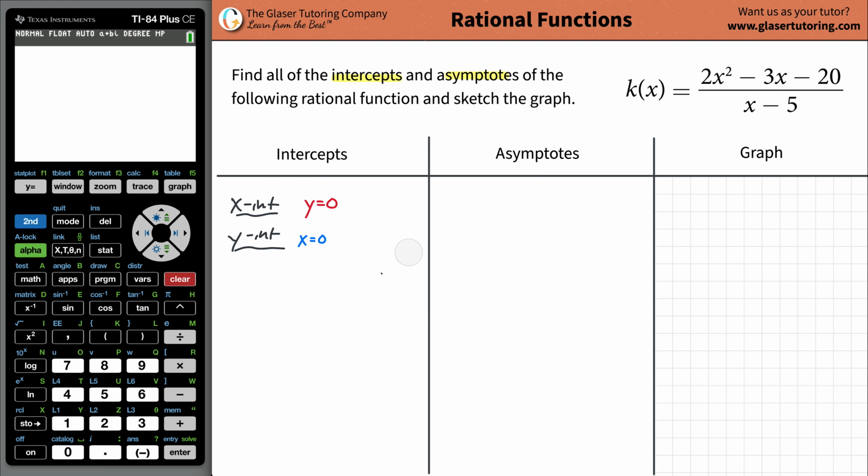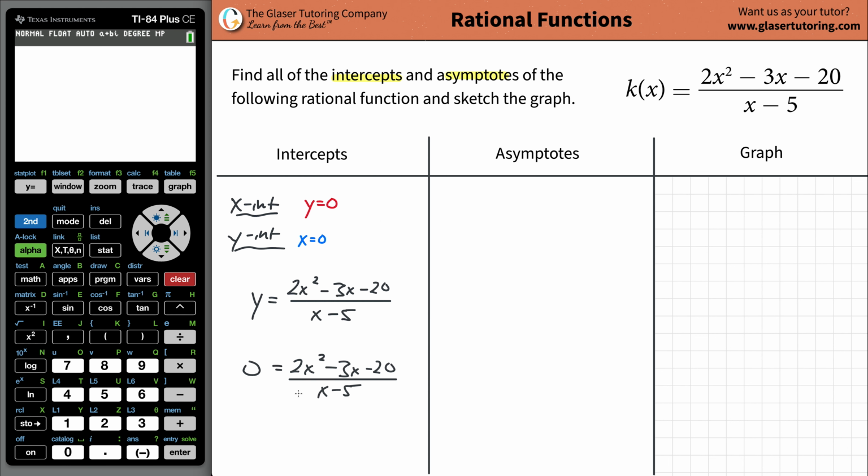So let's first find the x-intercept. Take your function, this is k of x. That's the function. I'm just going to turn this into y, because that's really what gets plotted on the y-axis. So I'm going to write y is equal to 2x squared minus 3x minus 20, all divided by x minus 5. Now, in order to find the x-intercept, I have to set this equal to 0, meaning I have to put y equal to 0. So 0 equals 2x squared minus 3x minus 20, all over x minus 5.